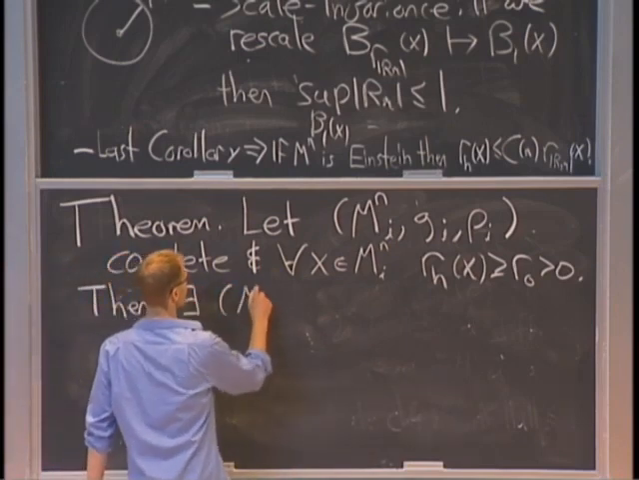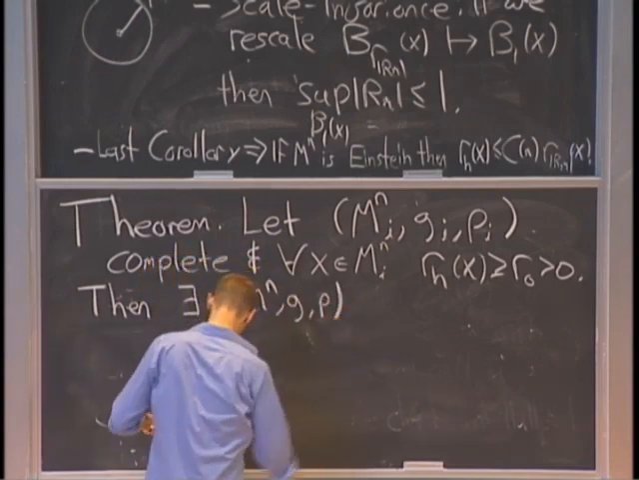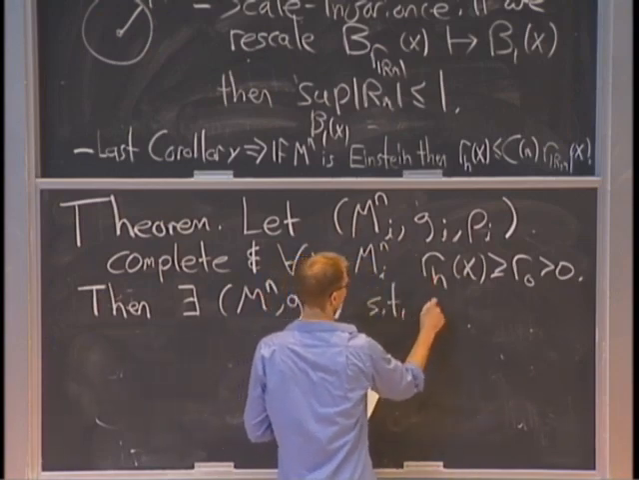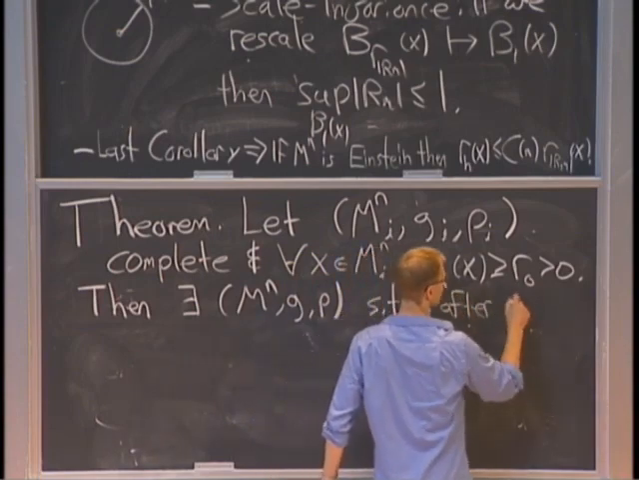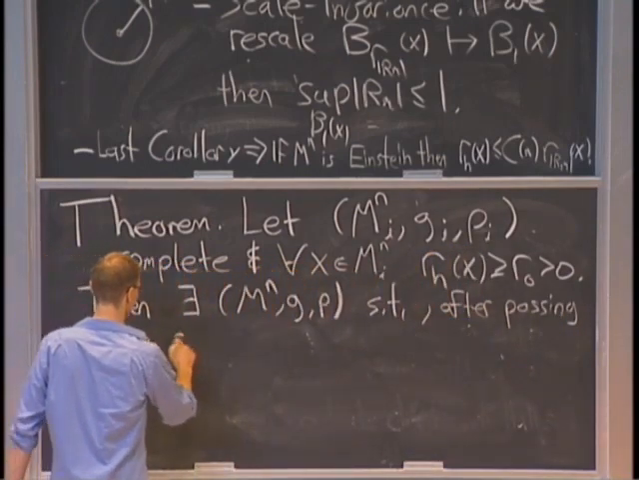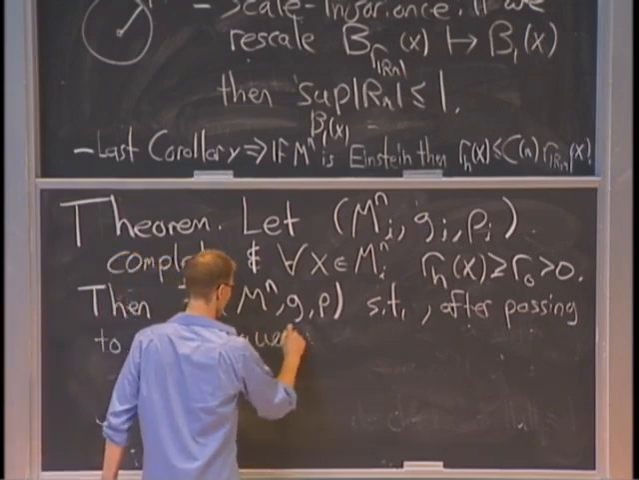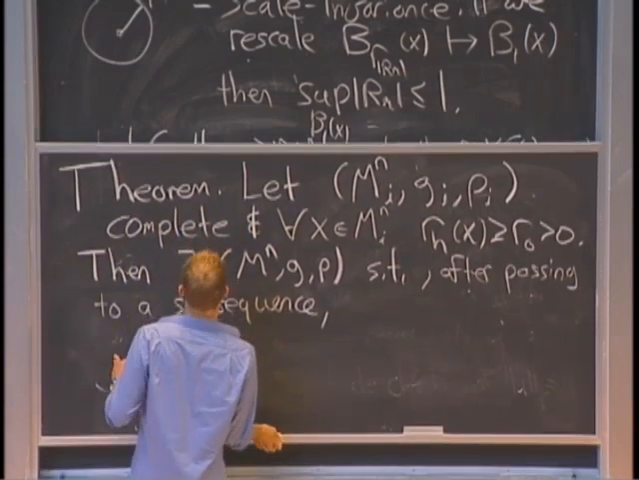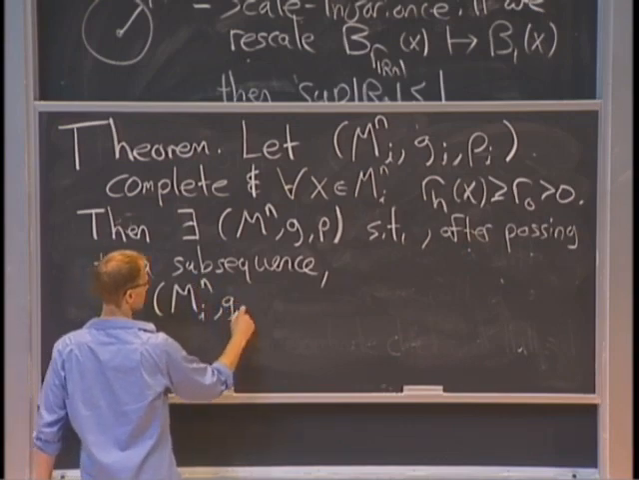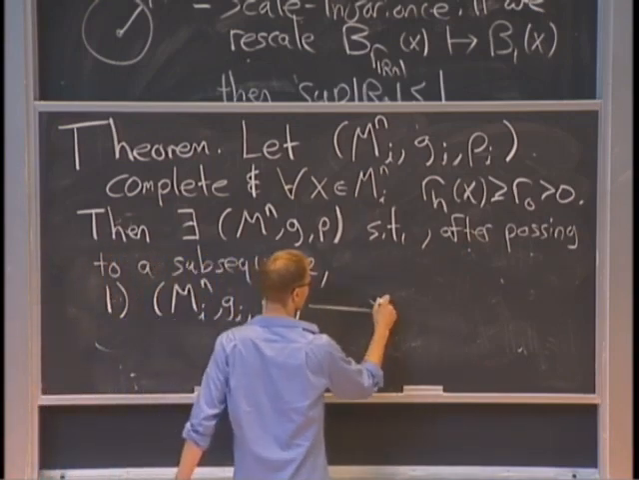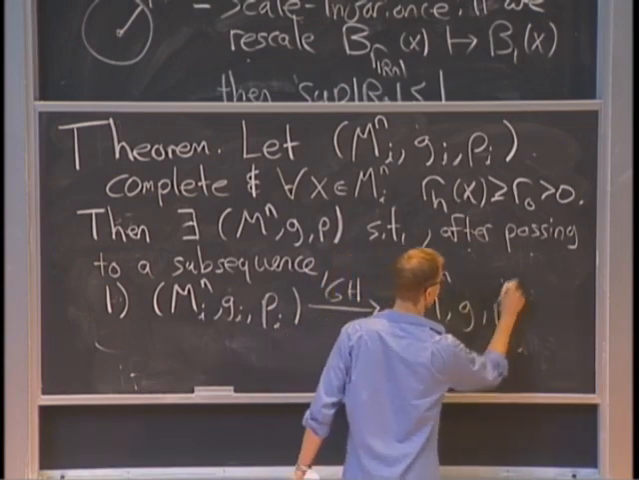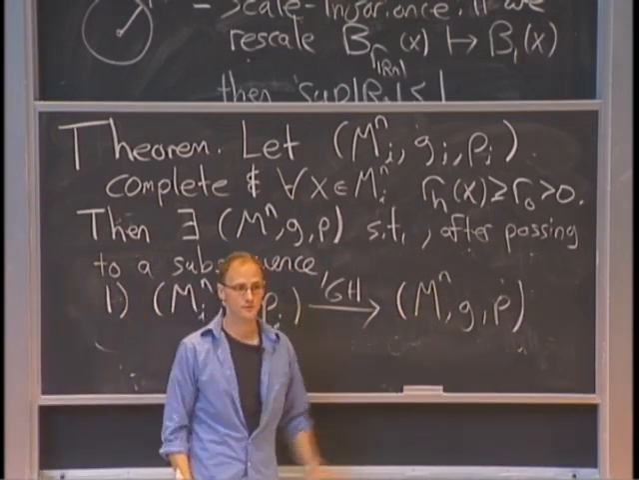And then there exists some other Riemannian manifold, M, g, p, such that, after passing to a subsequence, the first point is that a sequence of Riemannian manifolds have to converge in the Gromov-Hausdorff sense to this Riemannian manifold. Note, by the way, these are the same dimension, right?